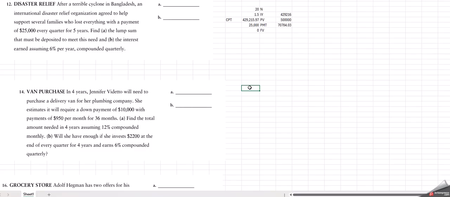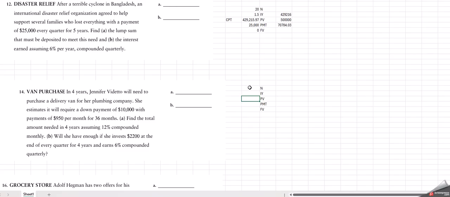Okay, so she will require a down payment of $10,000 with payments of $950 per month for 36 months. So find the total amount needed in 4 years. So now this one is a future value. Now this one, because it's going to be $10,000 down, that should be our present value.